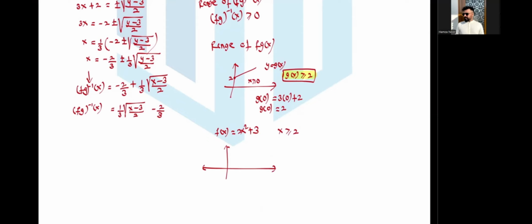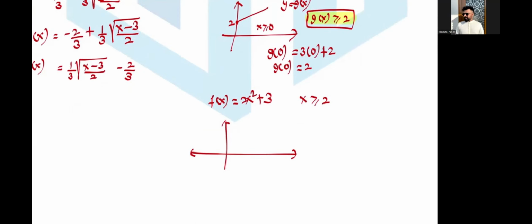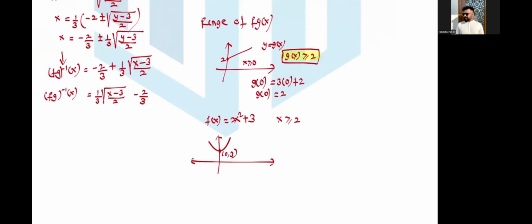So, if there was not any restriction on the domain of f(x), the f(x) graph would be something like this, a least standing point quadratic graph, where the least standing point would be when x is 0, y is 3. However, now f(x) has a restriction that x is greater than or equal to 2, because the range of the inner function g(x) is greater than or equal to 2. This will become the domain of the f(x) function.